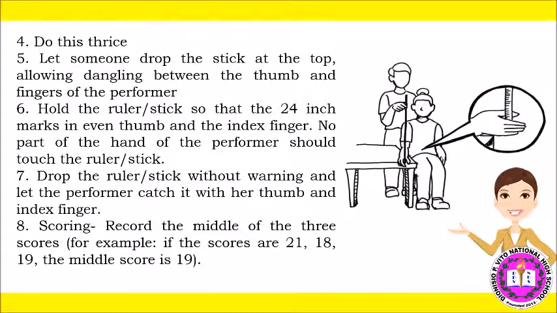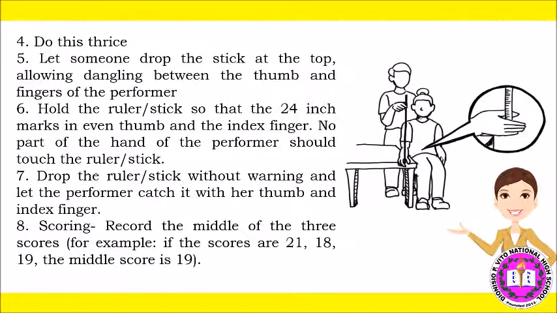Fourth, do this thrice. Fifth, let someone hold the stick at the top, allowing it to dangle between the thumb and the fingers of the performer. Sixth, hold the ruler or stick so that the 24-inch mark is even with the thumb and the index finger; no part of the hand of the performer should touch the ruler or stick. Seventh, drop the ruler or stick without warning, and let the performer catch it with the thumb and index finger.